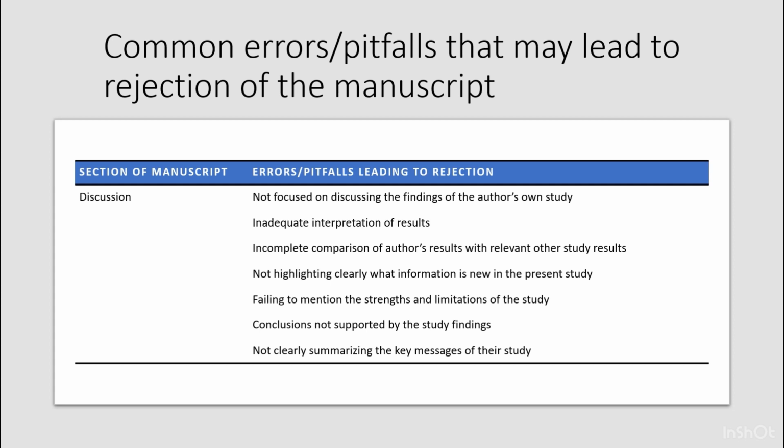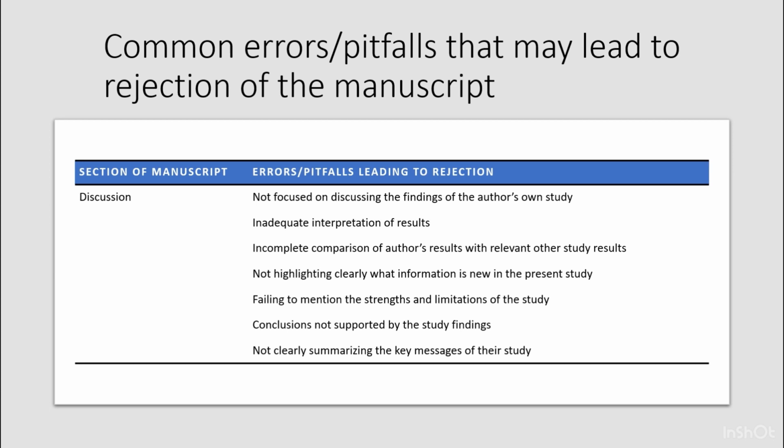The second pitfall or mistake that I encounter in the discussion section is basically the inadequate interpretation of the results. Usually, superficial or incomplete interpretation of results hinders the depth of understanding for both readers and reviewers. The third issue is basically the incomplete comparison of the author's results with other relevant studies. As a problem, usually failing to compare and contrast the study results with existing literature can limit the context and the significance of your findings.